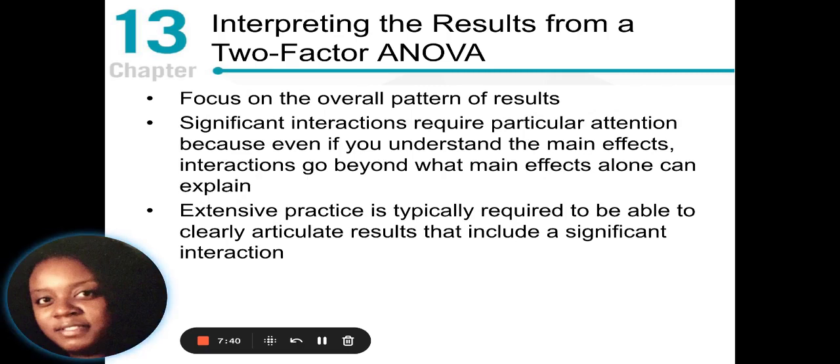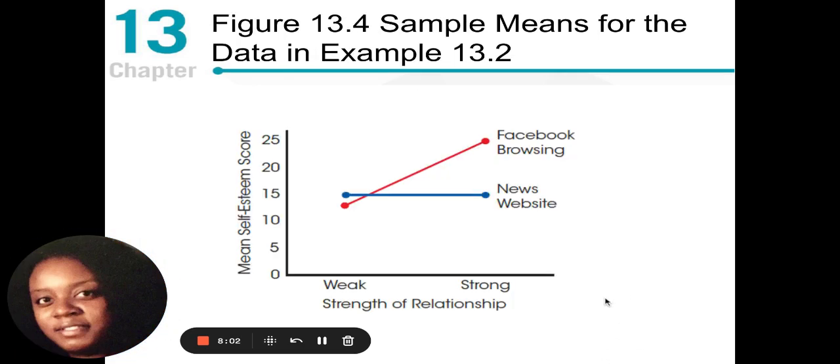When we interpret the results from a two-factor ANOVA, we have to focus on the overall pattern of the results. Significant interactions require particular attention because even if you understand those main effects, those interactions often go beyond what main effects alone can explain. Extensive practice is typically required to clearly articulate those results that include a significant interaction. And we can see from figure 13.4 those sample means for the data in example 13.2.